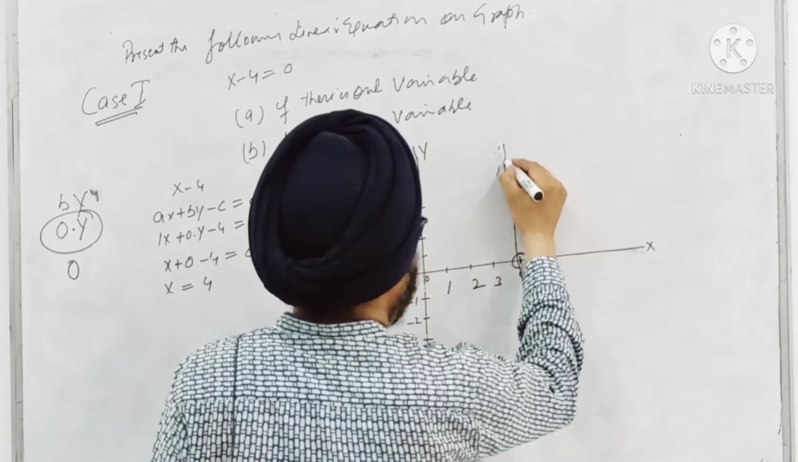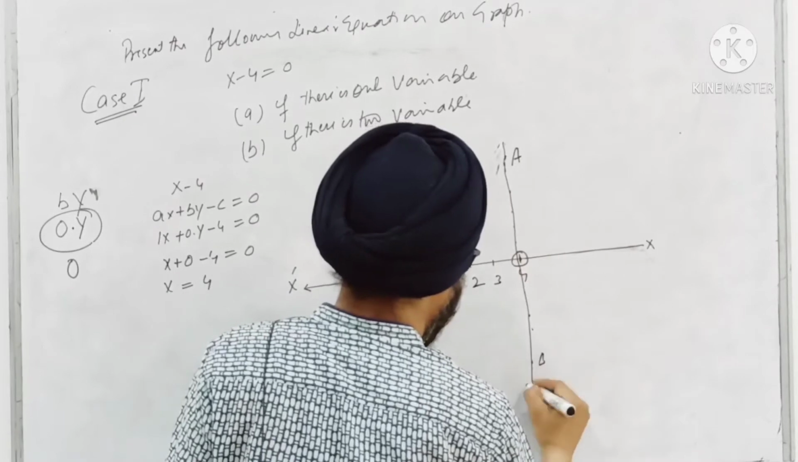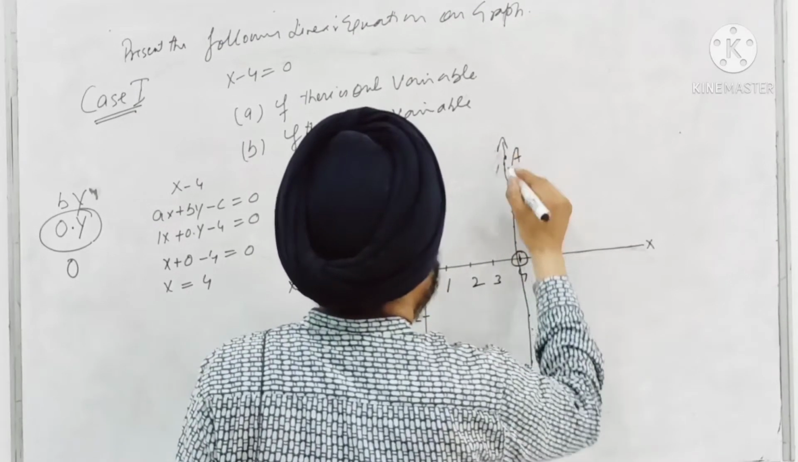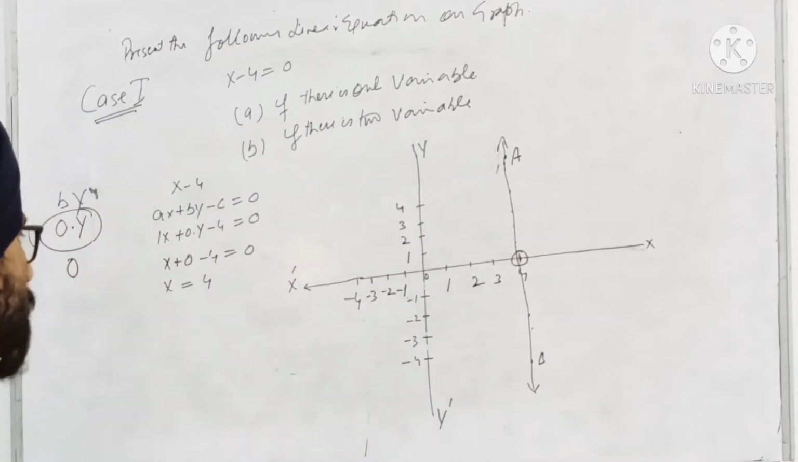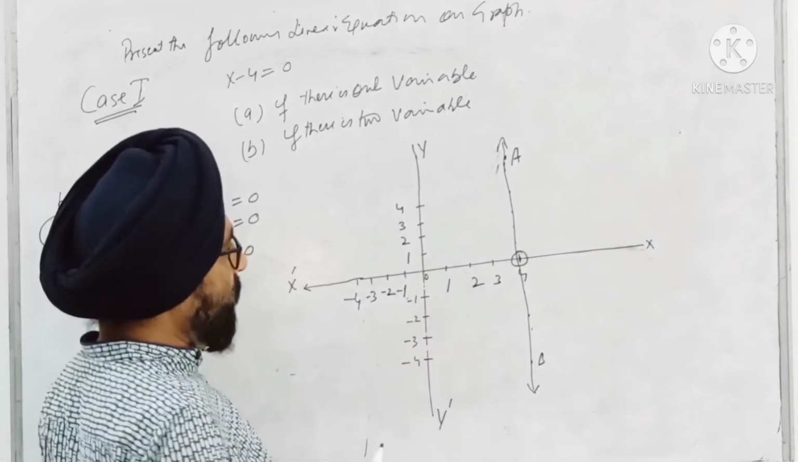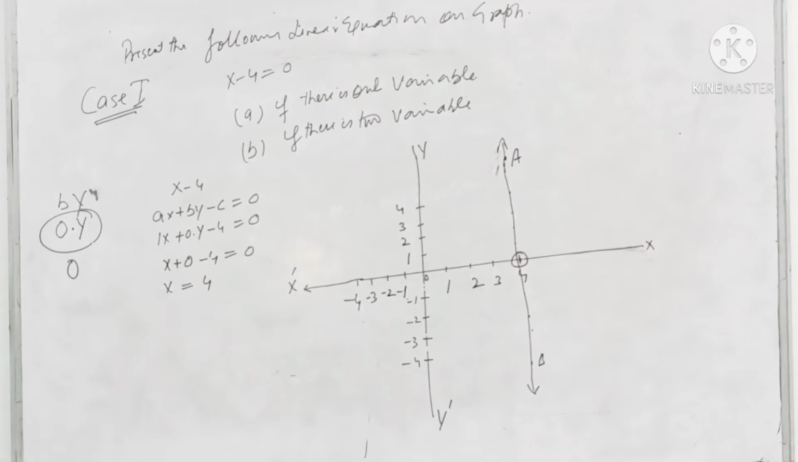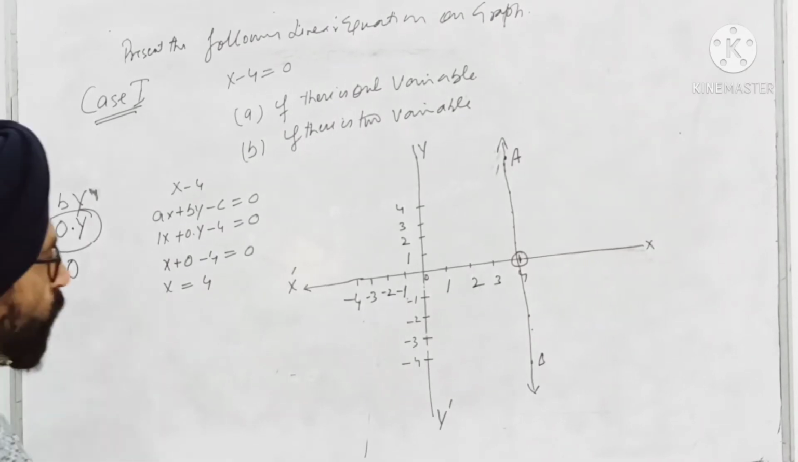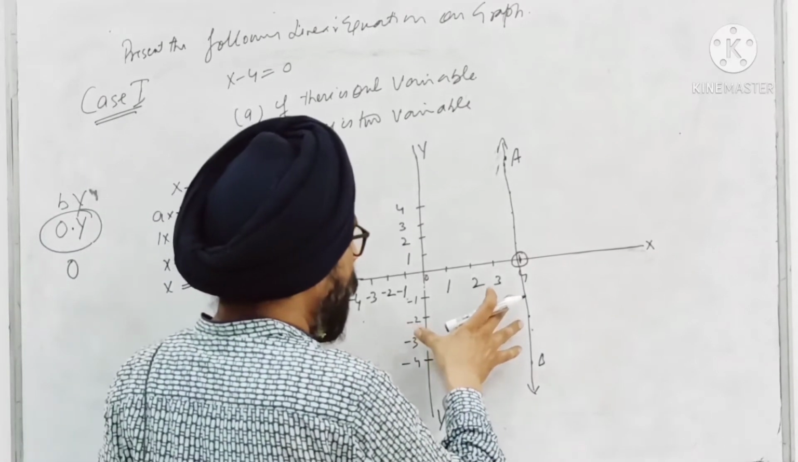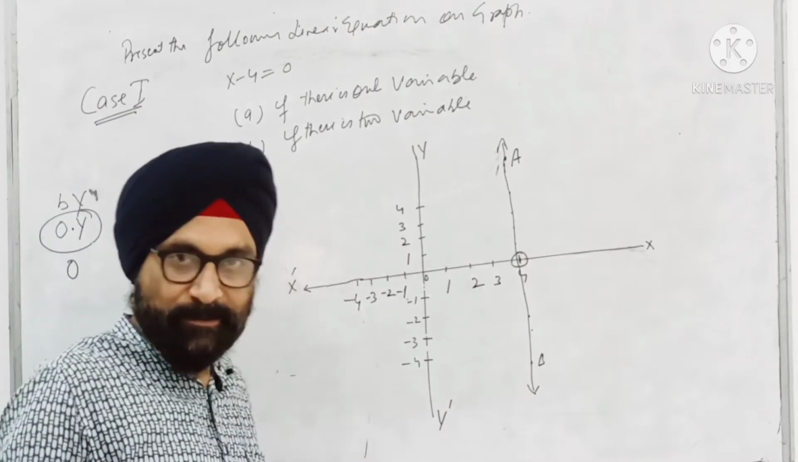This is a line here. We will treat the A and B line. A and B line is parallel to the y-axis at a distance of 4 units to the right of y-axis.